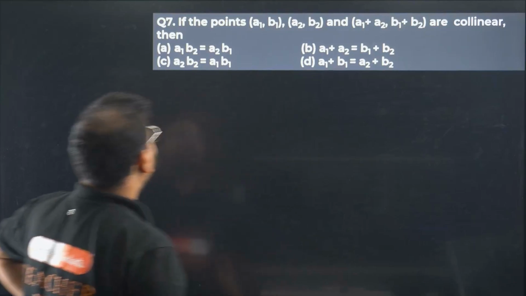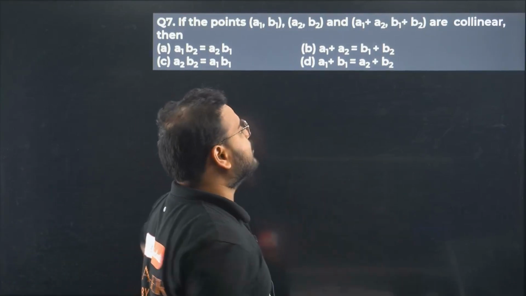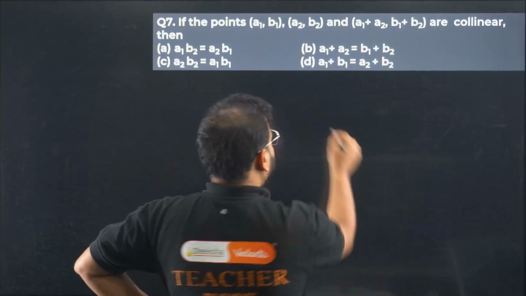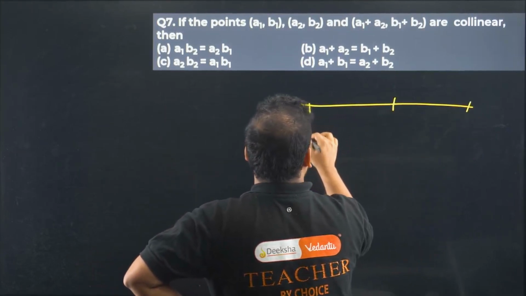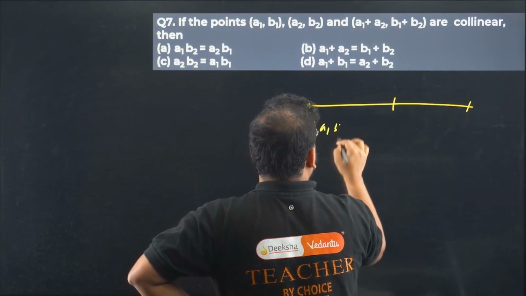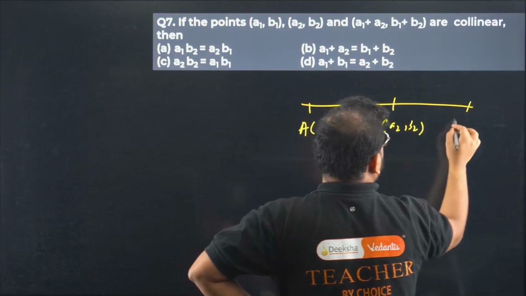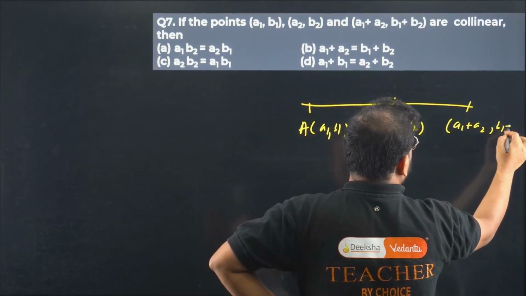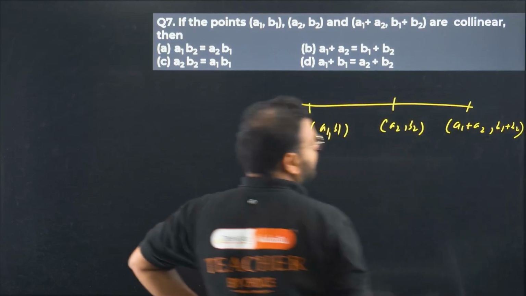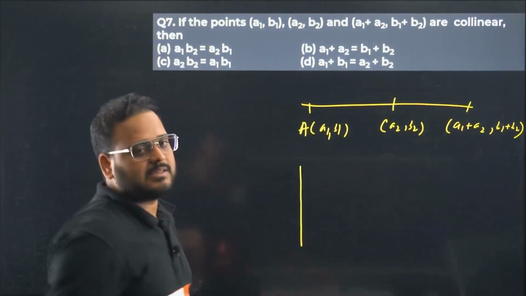Question number 7 now. If the points A1, B1, A2, B2 and A1 plus A2, B1 plus B2 are collinear. Okay, there's a point like this, A, B and C. We have this coordinate A1, B1. Here we have A2, B2. Here we have A1 plus A2, comma B1 plus B2. They're saying they are collinear, which means they lie on a straight line. How do you find that? Area is 0. Write that.